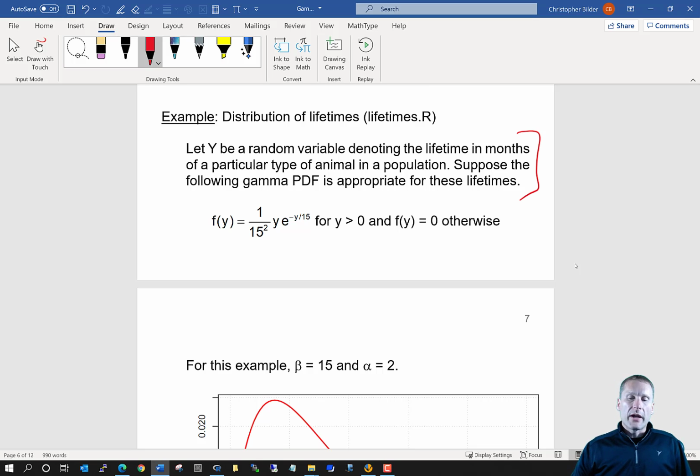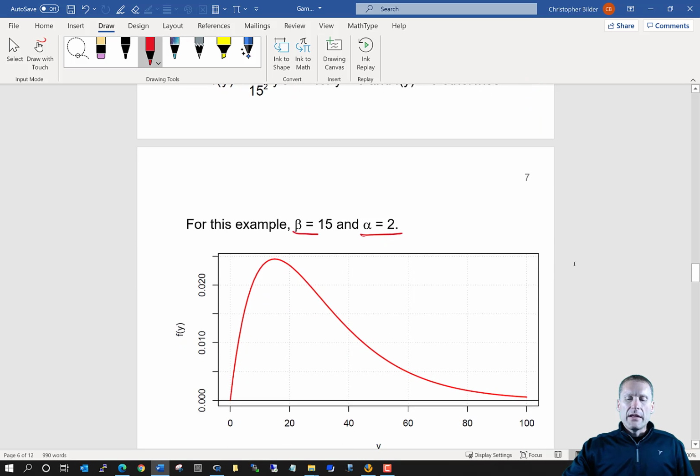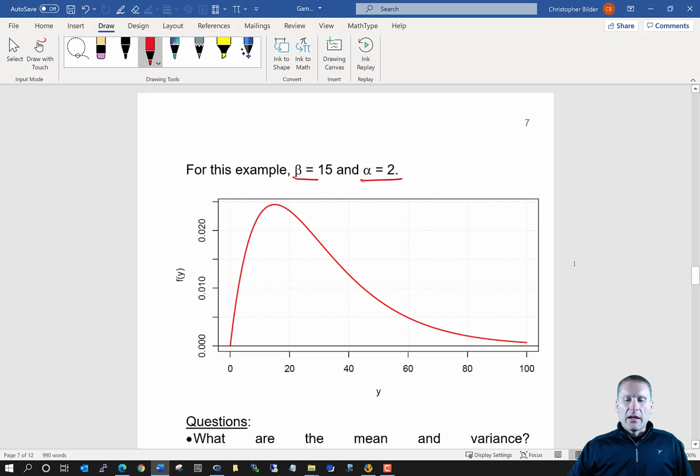Let y be a random variable denoting the lifetime in months of a particular type of animal in a population. Suppose it follows a gamma PDF with beta equal 15 and alpha equal 2. What I mean by follows is that it can be characterized by a gamma PDF. This is what the PDF looks like. We can see here, it would be very unusual to have a lifetime that is greater than 80 months. It would not be unusual to have something, let's say, between 20 and 40, and so on.